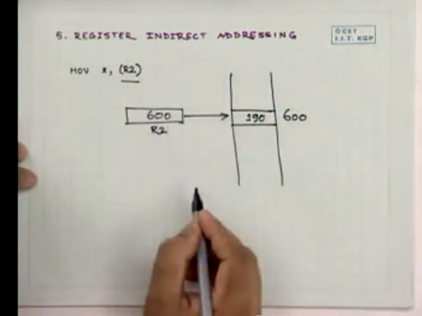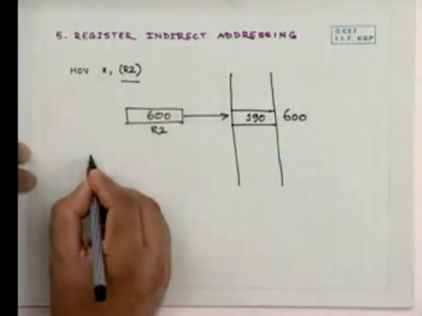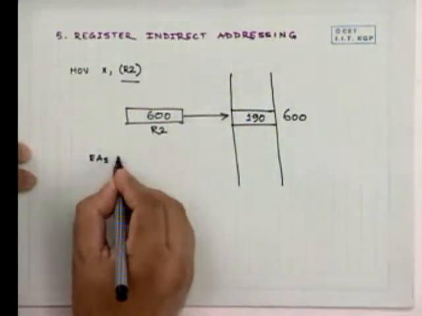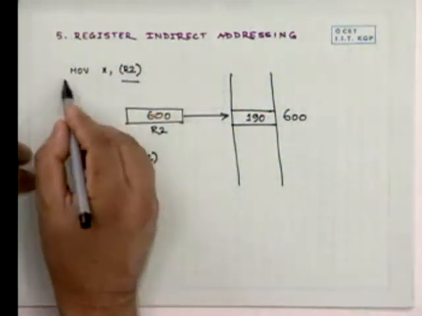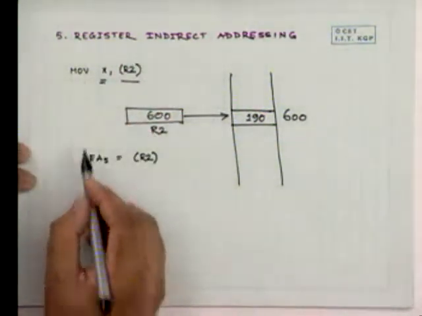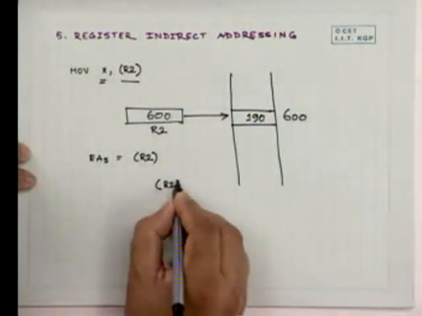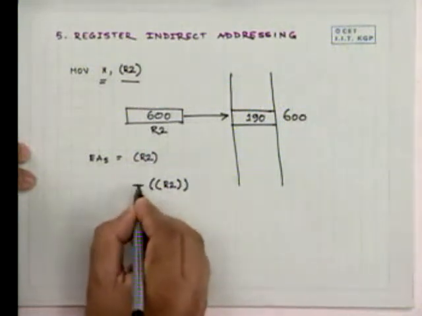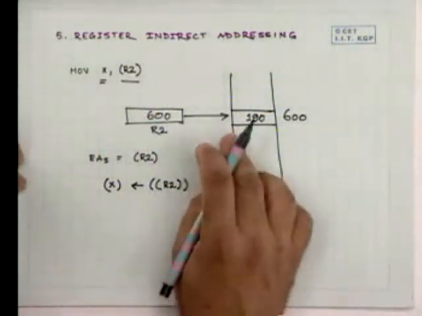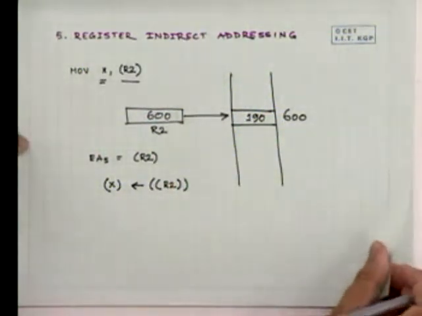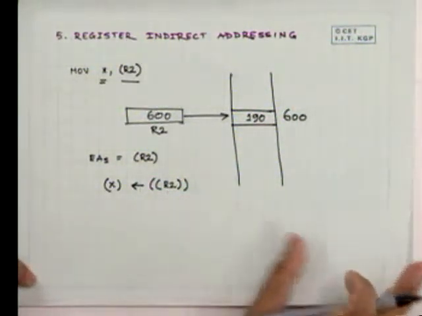190, is the operand. Therefore, the effective address of source is equal to the content of R2, and this is direct addressing. Therefore, the effect of this instruction will be to take the content of R2 and then move it as content of X. Okay, this is register indirect addressing. We have already discussed it in the previous lecture.